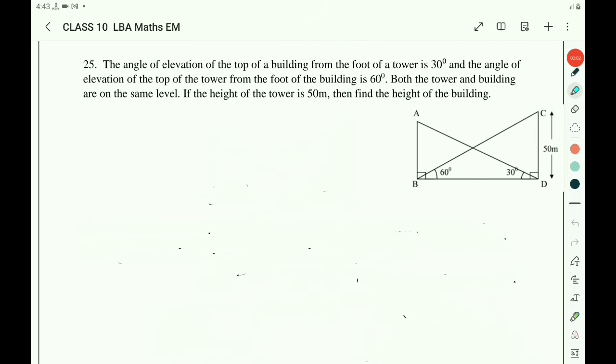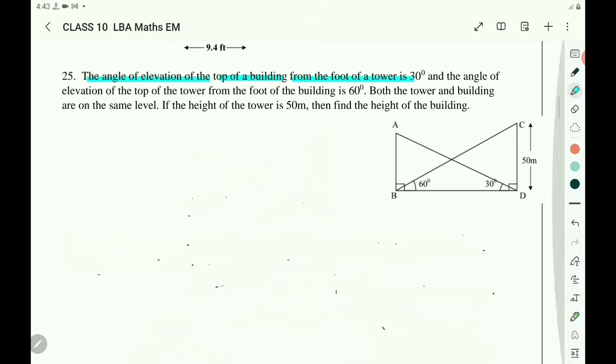Question number 25. The angle of elevation of the top of a building from the foot of a tower is 30 degree and the angle of elevation of the top of the tower from the foot of the building is 60 degree. Both the tower and building are on the same level. If the height of the tower is 50 meter, then find the height of the building.